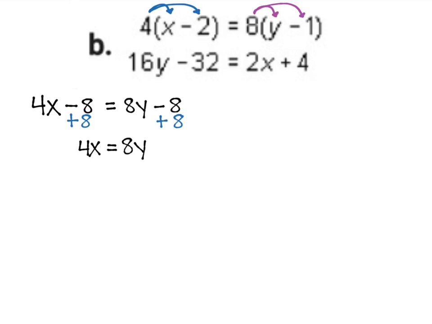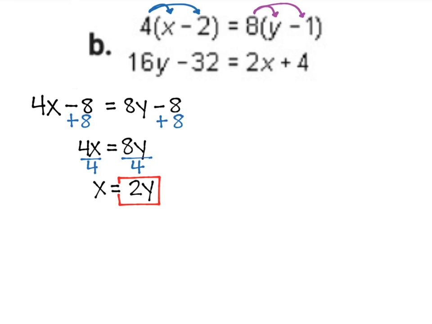Now I'm going to solve for one of the variables. I'm going to solve for x because I can divide both sides by 4. And when I do that, I get x equals 2y. If I tried to solve for the y, I would have ended up with a fraction, which is okay. But you get to choose whichever way you like, and I want to keep fractions out of it if I can.